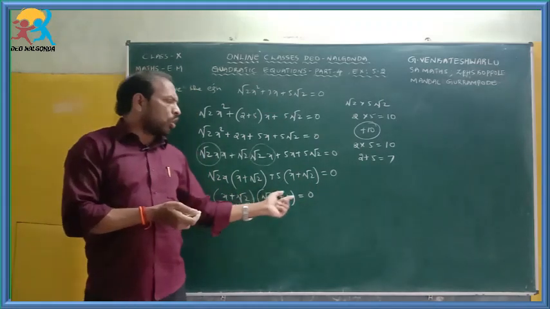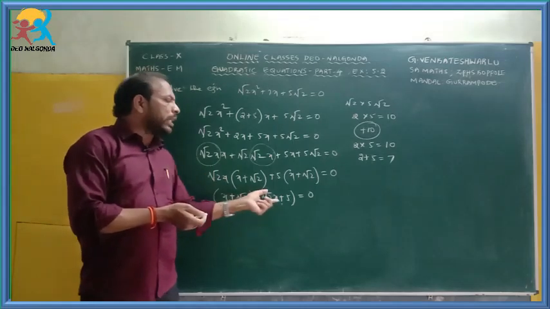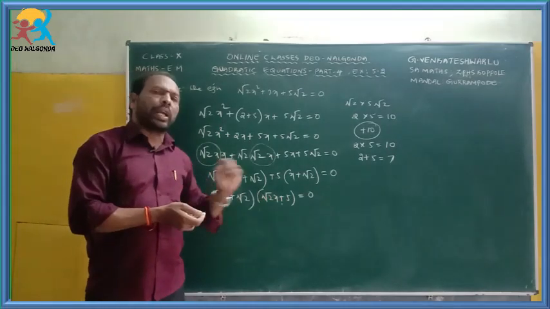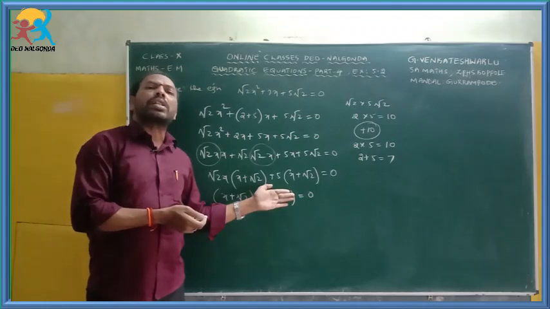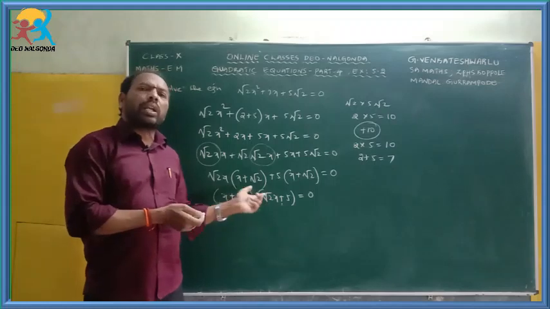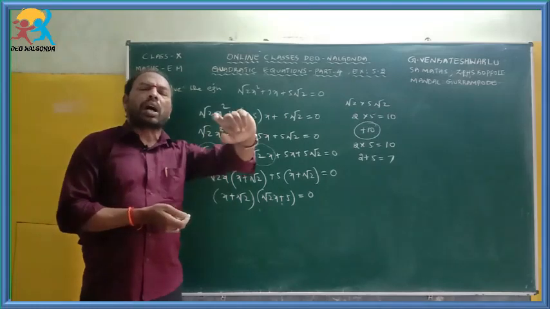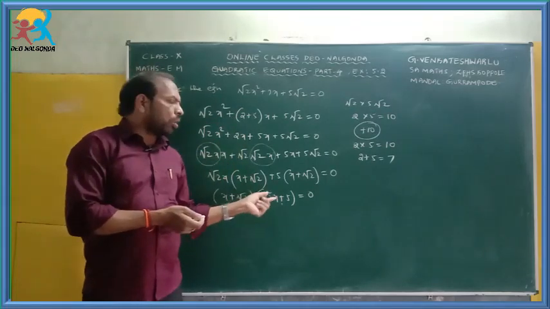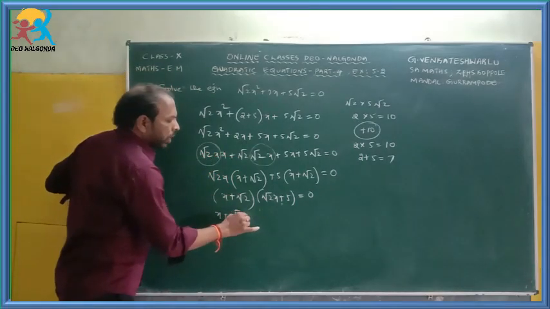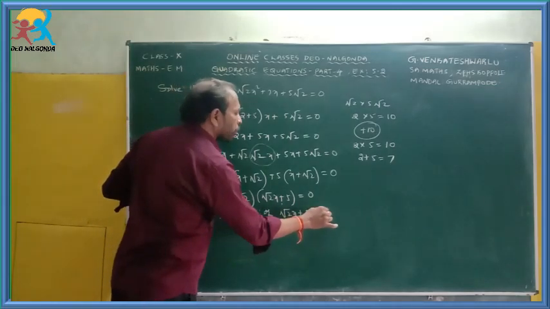If the product is 0, it means any one of the linear factors is equal to 0, then only the product becomes 0. For example, 0 into something becomes 0. If the second term's value is 0, then 0 into something equals 0. If any one of the factors of these two is 0, then only it becomes 0. That's why here x plus root 2 is equal to 0 or root 2x plus 5 is equal to 0.